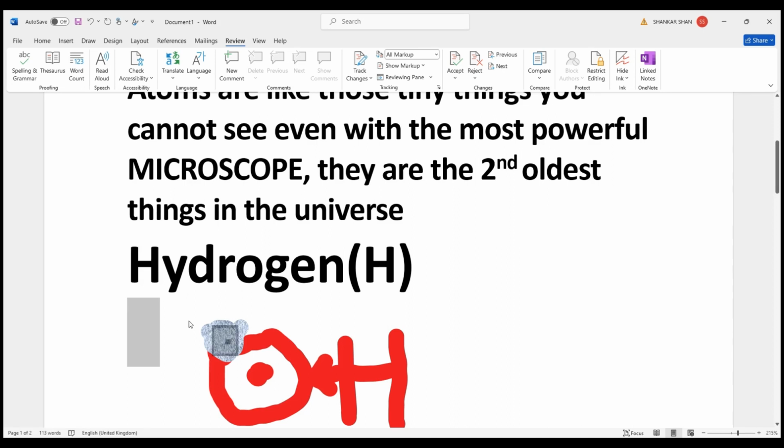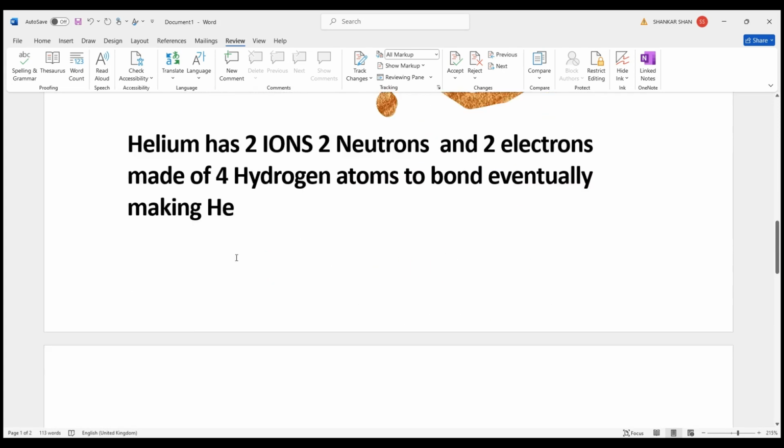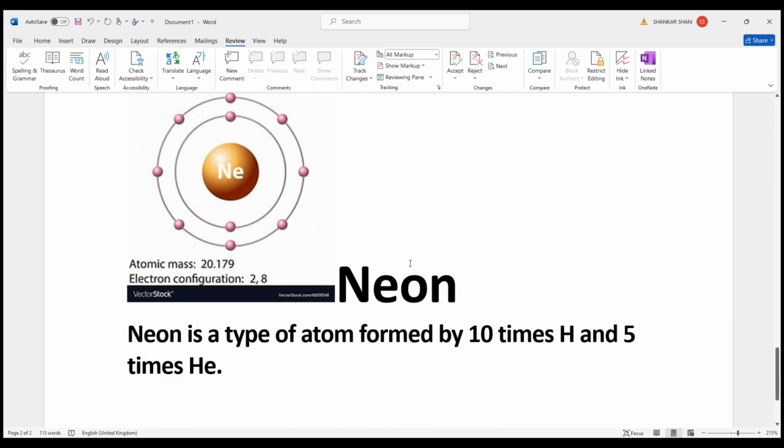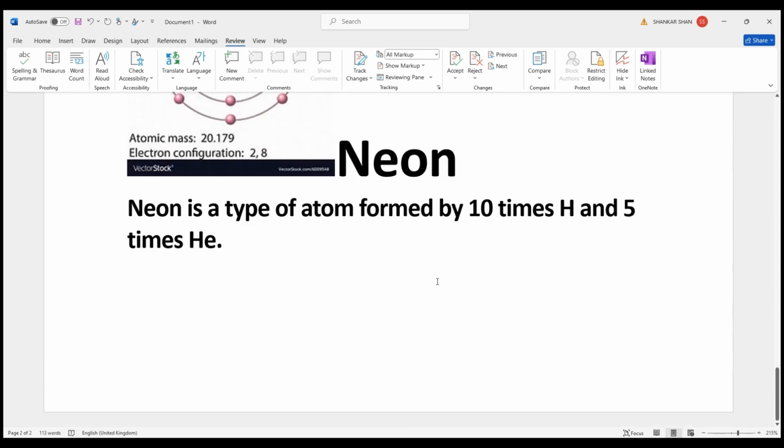If you times hydrogen by 2, that's helium. Sorry, 4. And H2 times 2 is H3. So H3 times 3 equals He. So neon is a type of atom formed by 10 times hydrogen, 5 times helium. So basically, that's a clue we gotta find.